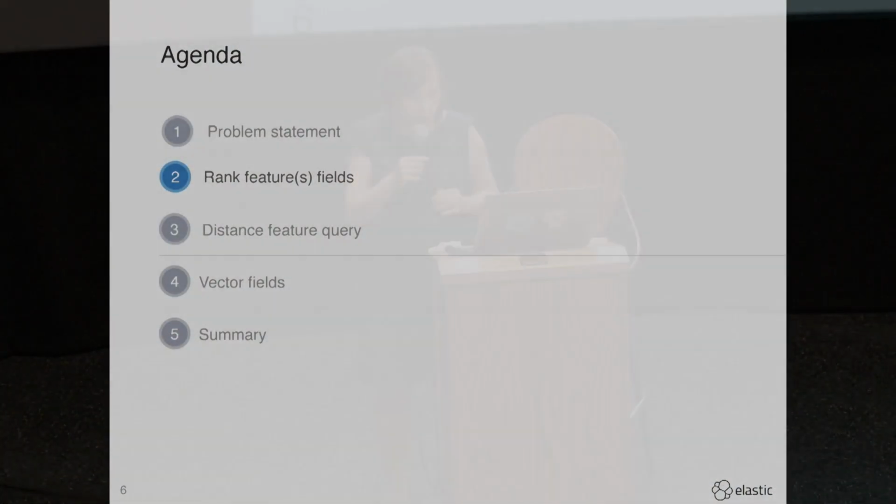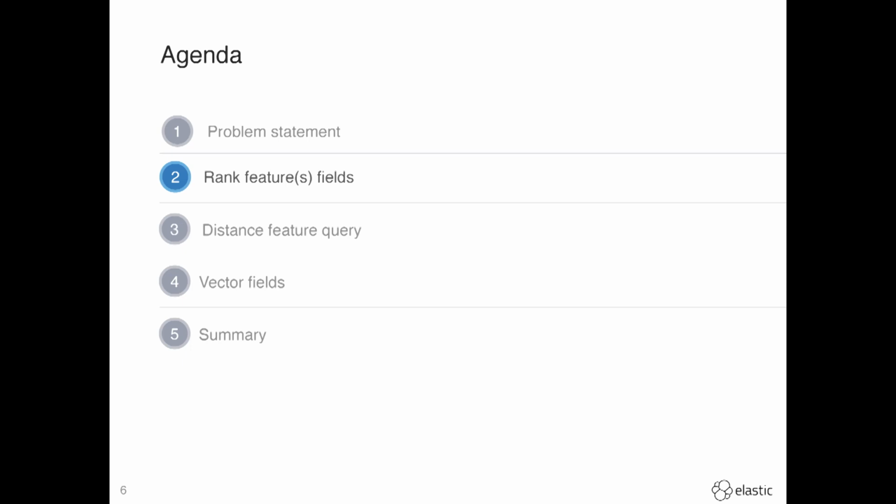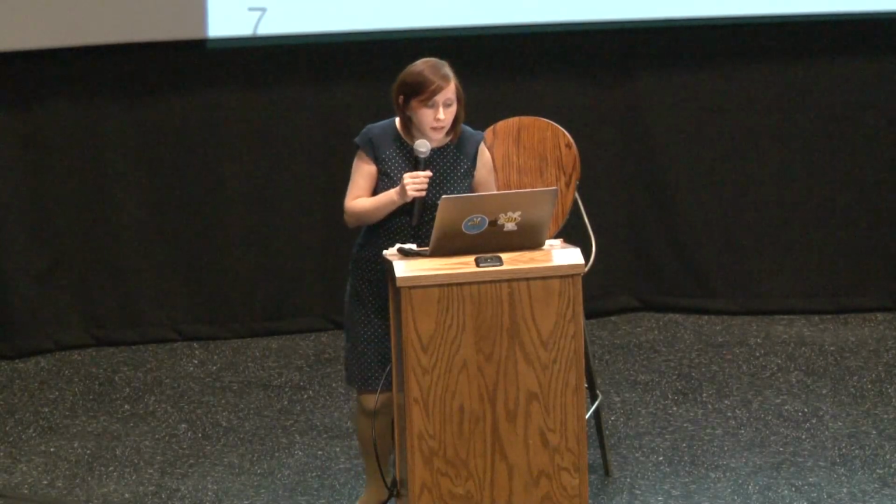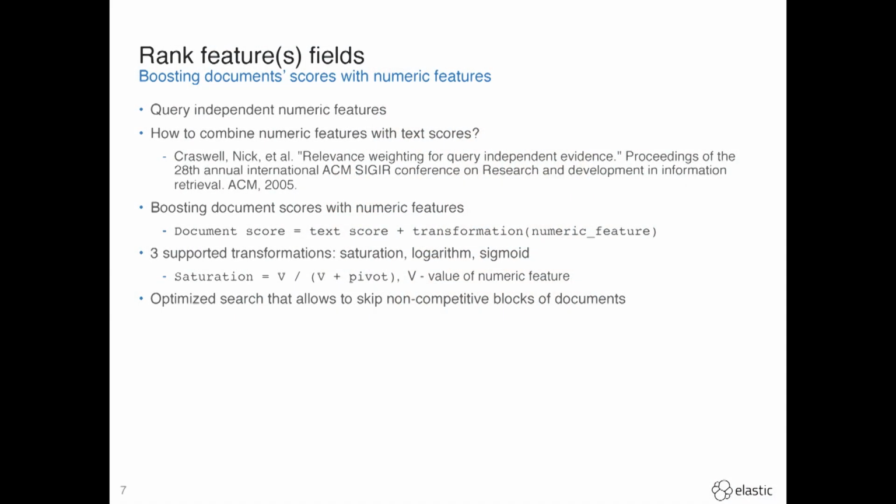So first, about rank features. We had a lot of asks from our users on effective ways to combine the query-dependent text score with query-independent numeric features. And these numeric features could be anything. It could be, for example, the page rank of your article, or the URL length of your article. We were thinking about what would be good ways to do this combination. Our engineers found a paper that discusses it and shows the best ways to combine these query-dependent scores with query-independent numeric features.